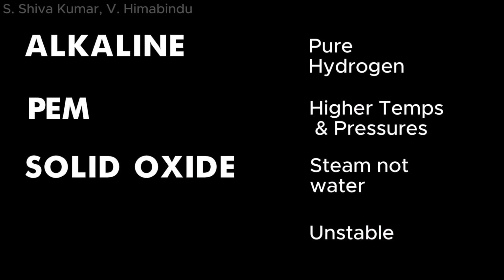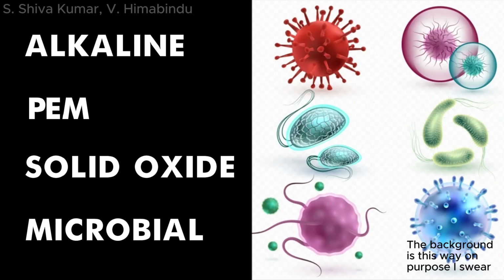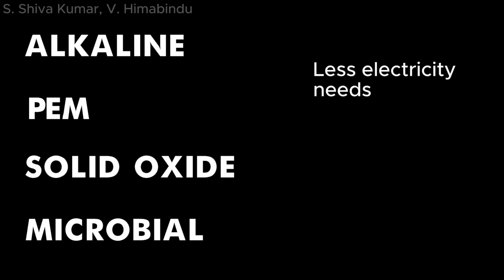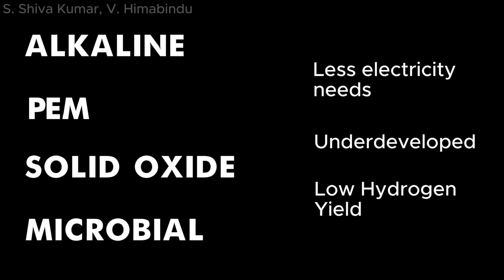Lastly, we have microbial electrolysis, which introduces microbes into organic matter, commonly acetic acid, to release hydrogen ions. It requires less voltage compared to normal water electrolysis, but is still under development and is lacking in hydrogen production rate. Each one is unique, but I urge you to research them for yourself. I have a link to a research paper in the description if you're curious.